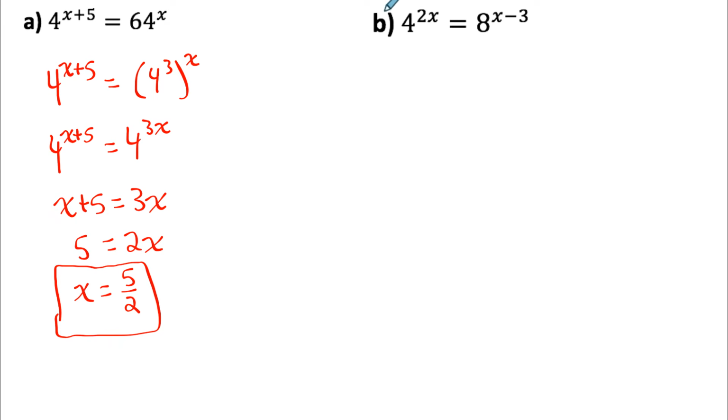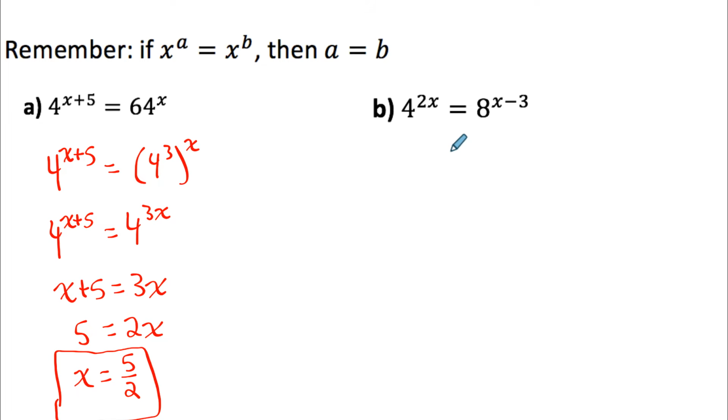Part B, let's try the same strategy. Let's try and make this power equal power where the bases of the power are the same. Well, I can't easily rewrite 8 as a base 4 power, but I should notice that 4 and 8, I could write both of those as base 2 powers. 4, I could write that as 2 squared, and 8, I could write that as 2 cubed. And now use my exponent rules.